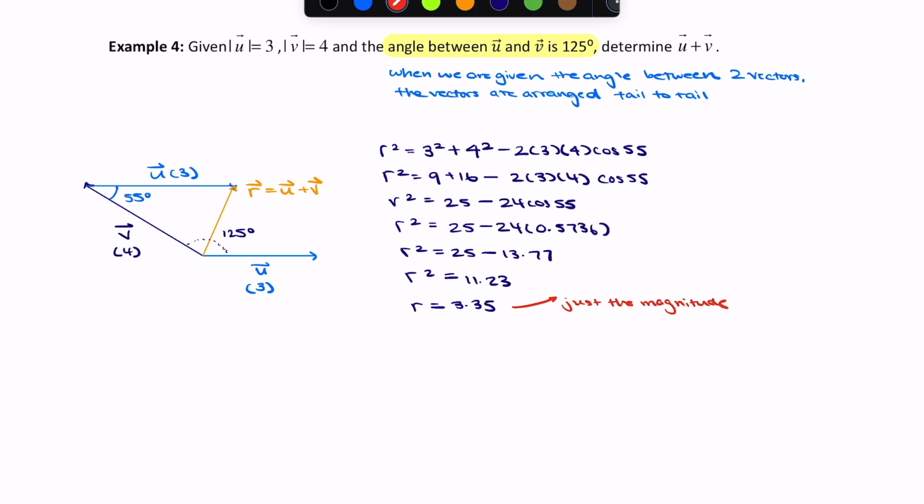However, we also need to determine the direction, which is the other qualifier of a vector.